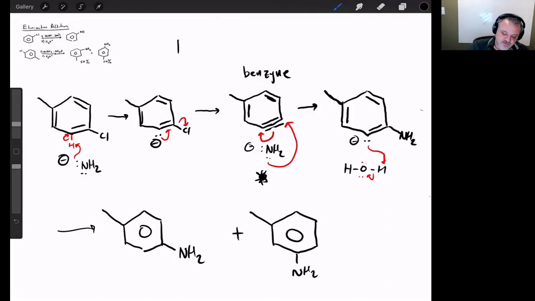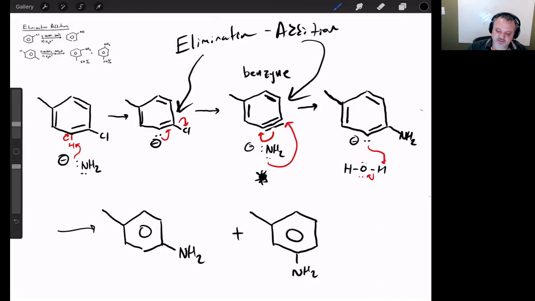And so this is elimination-addition. Again, in the mechanism, we can see here's the elimination piece and here's the addition piece, and it goes through the benzyne intermediate. And that's what's cool about that.